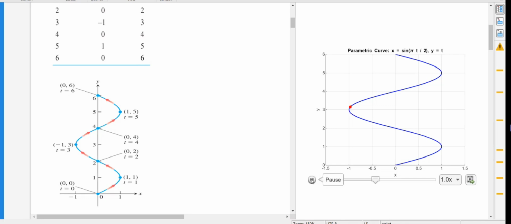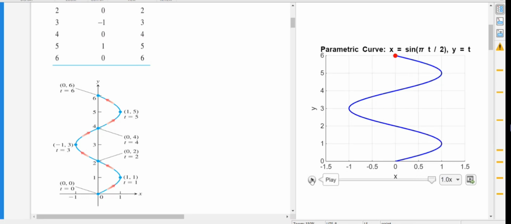We run it. So you can see that the object started its motion from t is equal to 0, and this is t is equal to 6.